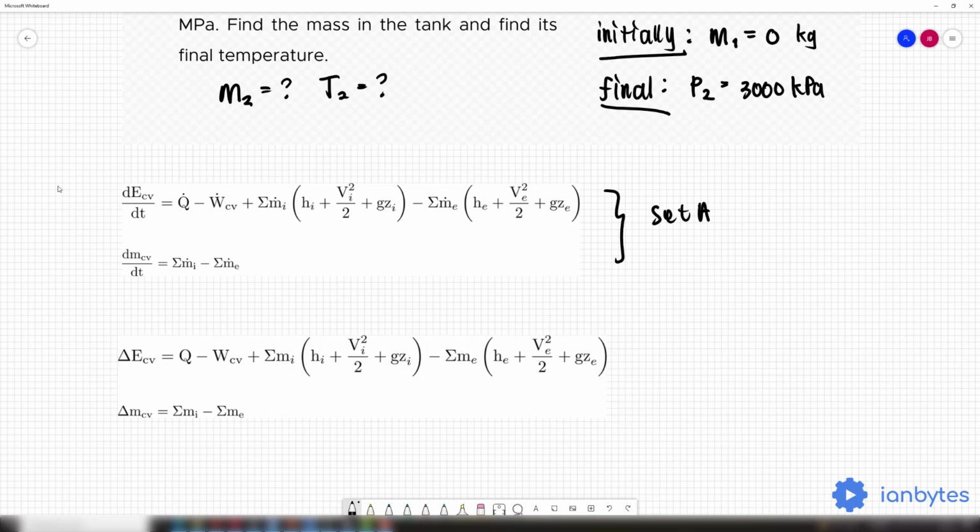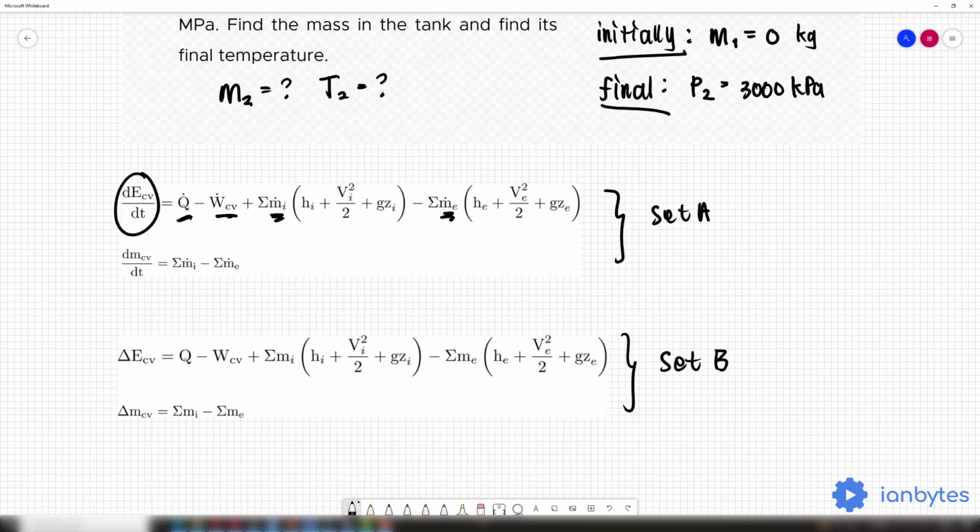In this case, you have m.I and m.E. And the unit is in kilograms per second if we are using SI units. Also, it has a derivative dECV over dt. We also have the time rate forms of the heat and the work transferred Q dot and W dot CV respectively. In this set of equation, tawagin nating set B.